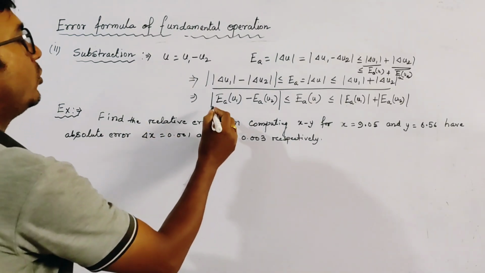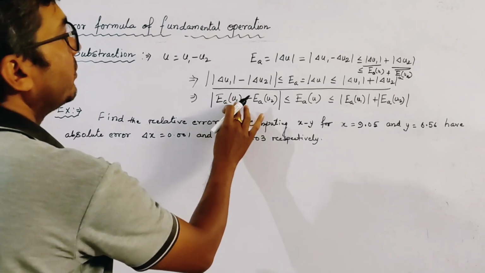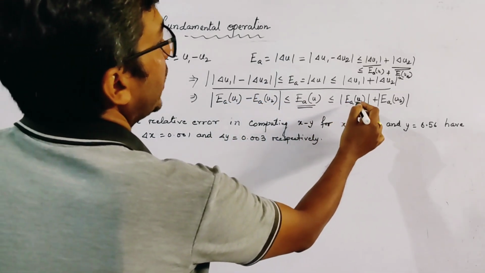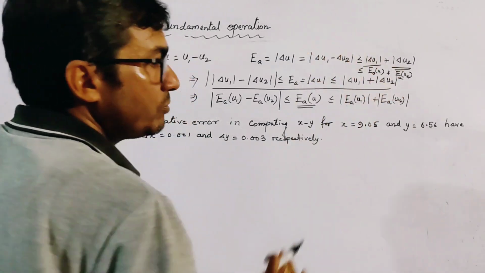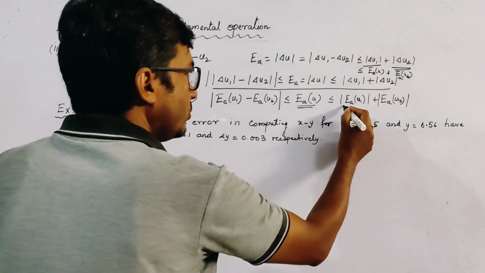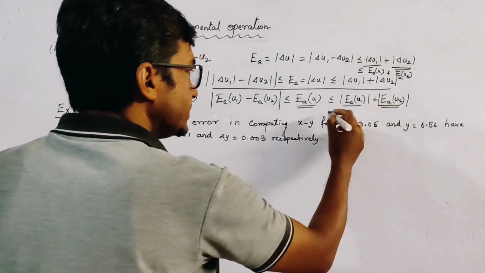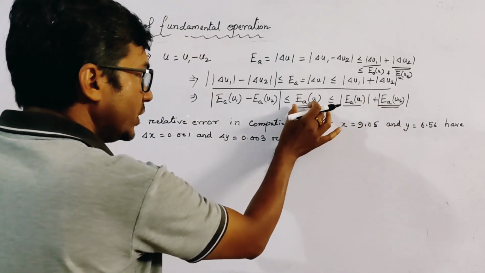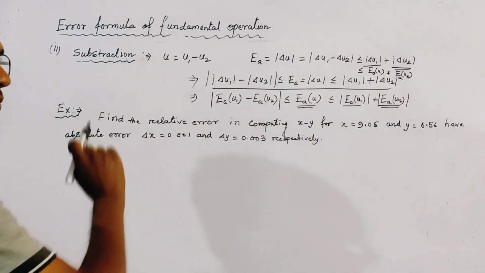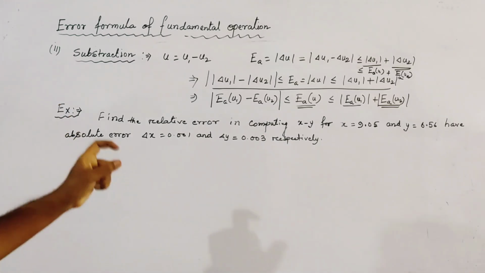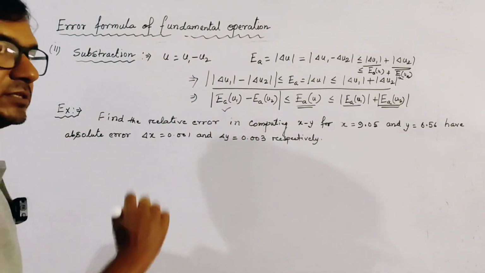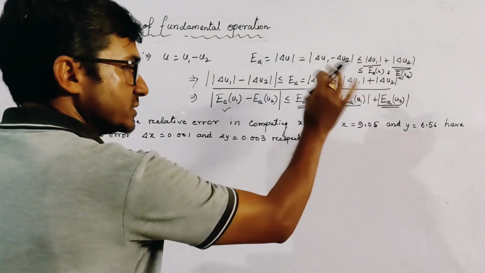Okay, and now we get more modulus because absolute error is always positive. Then we write that mod of absolute error of u1 minus absolute error of u2 less equal to absolute error of u less equal to absolute error of u1 plus absolute error of u2. Now in case of addition, the sum of two absolute errors is more than the absolute error of this, but this is less than the absolute error of u. So in finding the absolute error in case of subtraction, we calculate left side rather than right side.